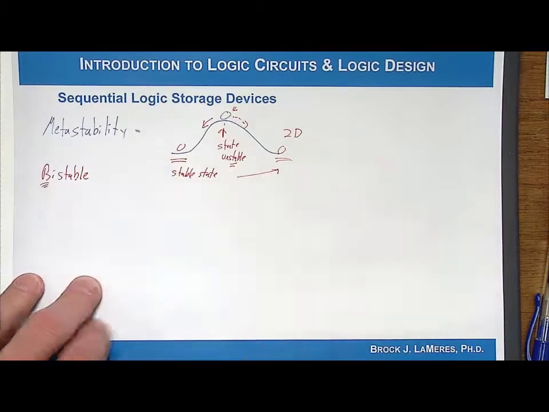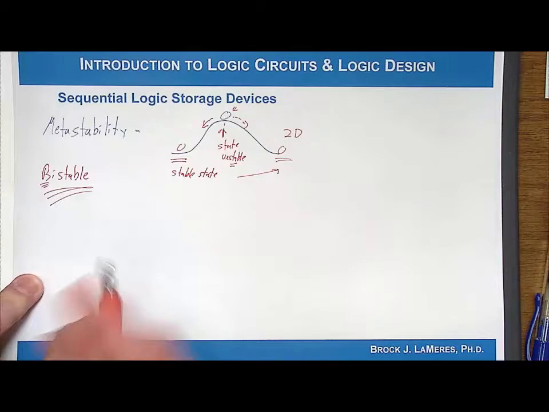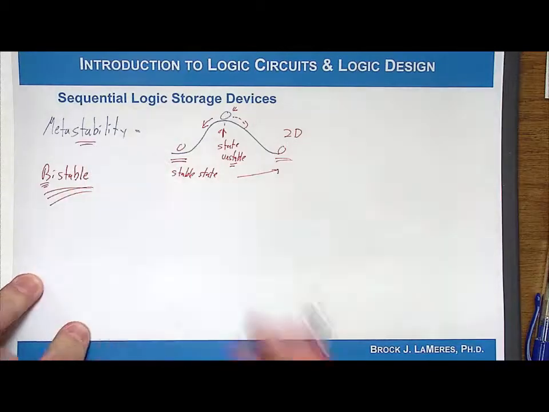Now what we see is that this cross-coupled inverter pair actually exhibits both of these. It's a bistable storage element, and it also has metastability. So let's take a look at why it has metastability.